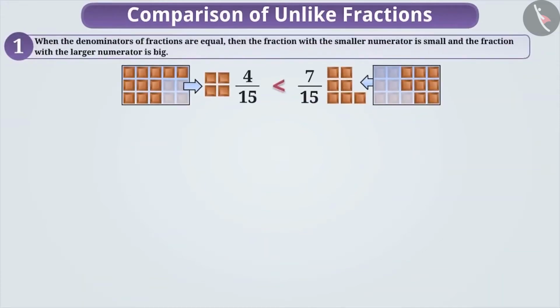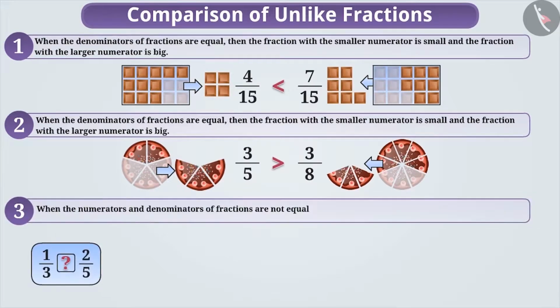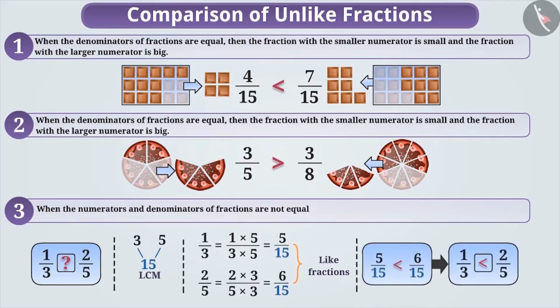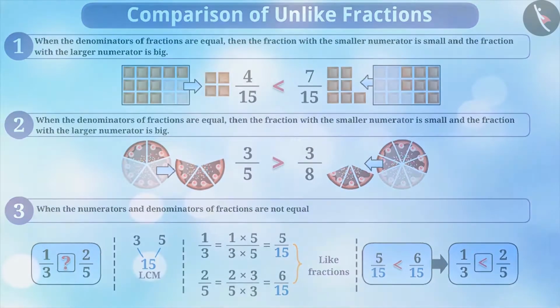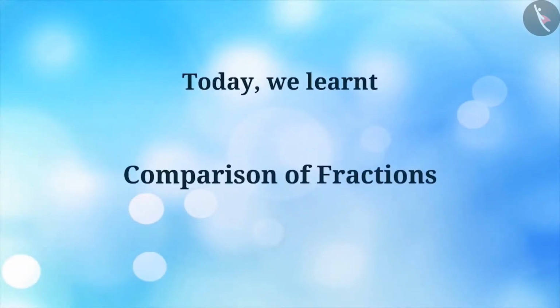Thus, we can say that when the denominators of fractions are equal, then the fraction with the smaller numerator is small and the fraction with the larger numerator is big. When the numerators of fractions are equal, then the fraction with the smaller denominator is big and the fraction with the bigger denominator is small. When the numerators and denominators of fractions are not equal, then take the LCM of the denominators, convert the fractions into equivalent fractions, thus making denominators equal, and compare their numerators. Today, we have learnt the comparison of fractions. In the next video, we will see some examples related to it.